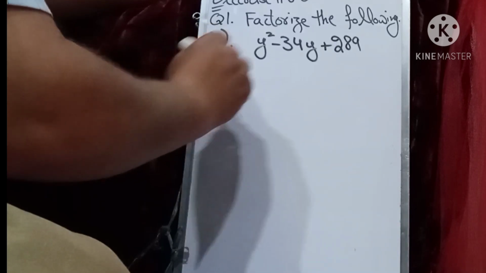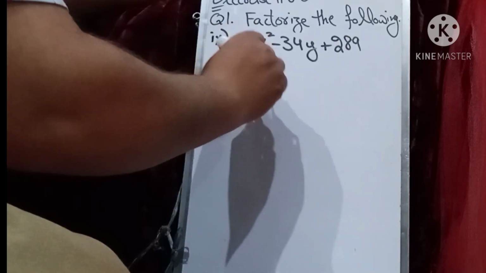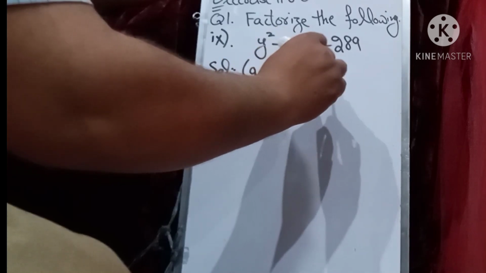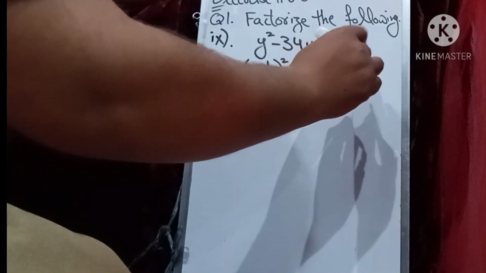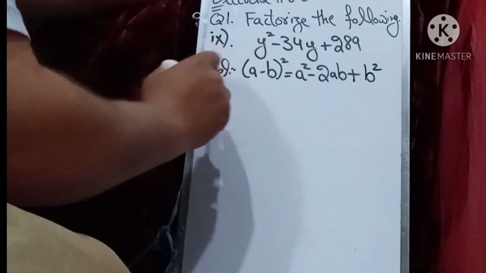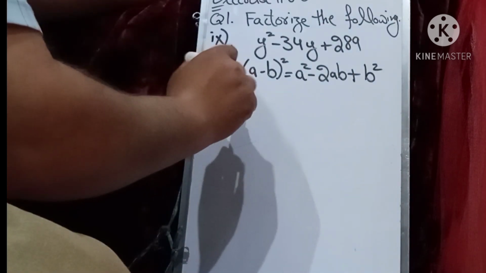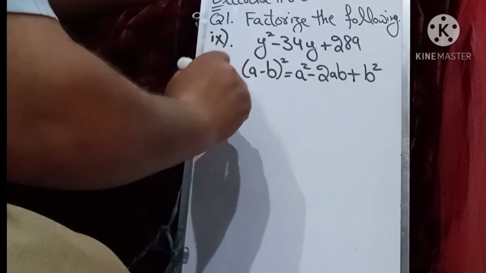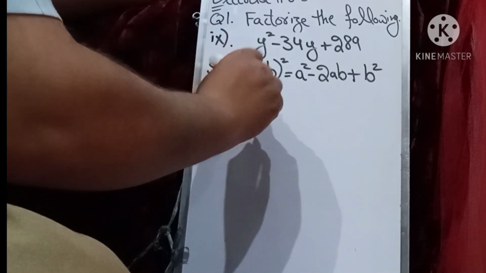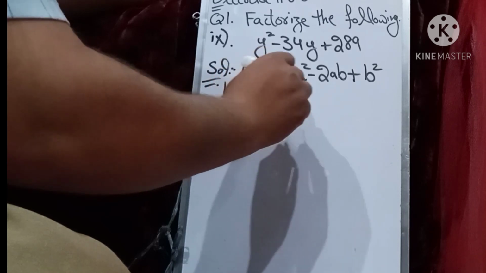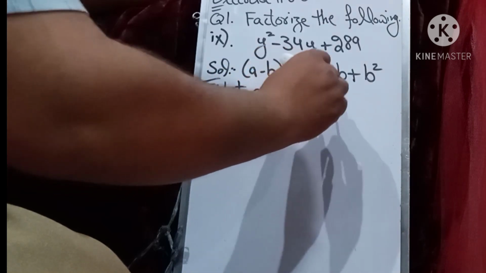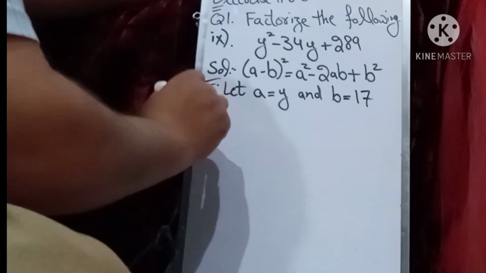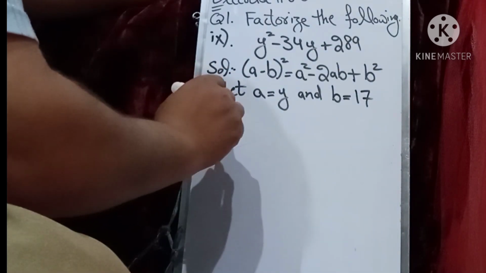In the next part we have y square minus 34y plus 289. Again same, but there is a minus formula. (A minus b) whole square is equal to a square minus 2ab plus b square. So we are going to suppose that let a is equal to y and b is equal to 17. Why? Because square of 17 is 289.